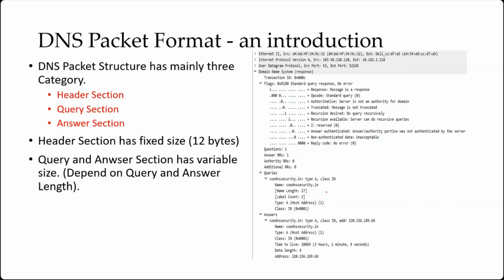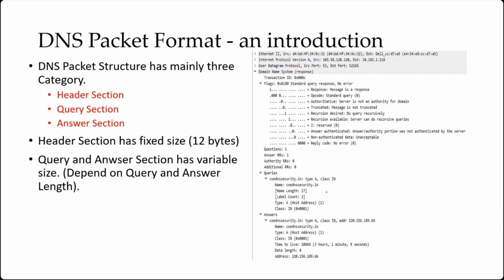In the answer section, 5 fields are there. In the answer section also, there is the name field and the resource data field, means whatever the answer is. Both are variable in size, but the type field, class field, and data length field are 2 bytes each, while TTL is 4 bytes.